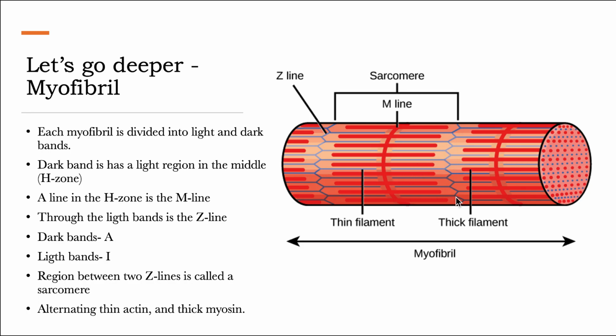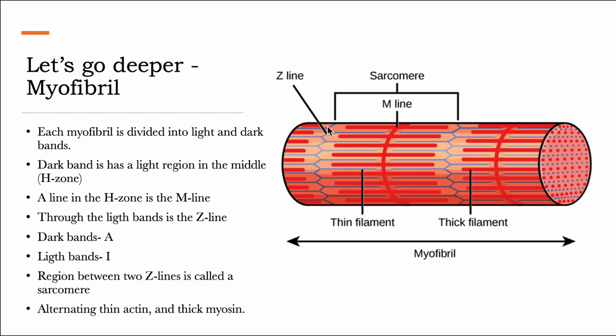So this is the Z line here, like this. In between here we have the H zone, and then we also have the line that crosses through them called the M line. So the zone is called the H zone, the line is called an M line. When we come to the light zone, the line is called a Z line. So the dark bands constitute what we call A, and the light bands constitute what we call I. The region between two Z lines, from this Z line to this Z line, we call a sarcomere.